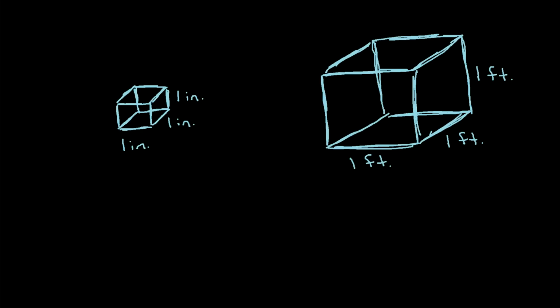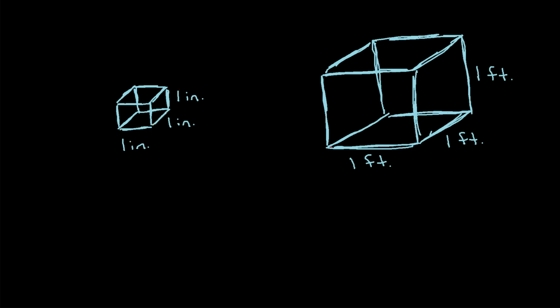In this video, I will explain how to convert cubic inches to cubic feet. So let's start with a cubic inch. What is a cubic inch? Well, it's a cube where the length is 1 inch, the width is 1 inch, and the height is 1 inch. So it's a cube where all of the dimensions are 1 inch.